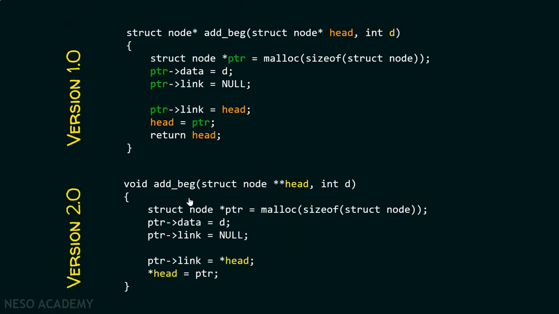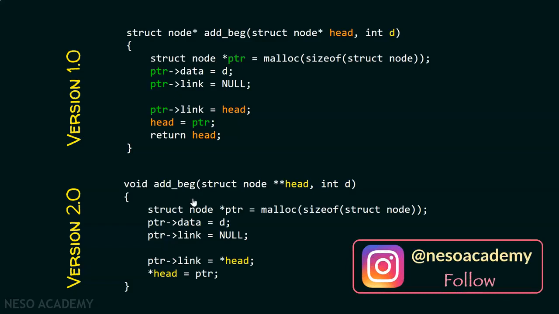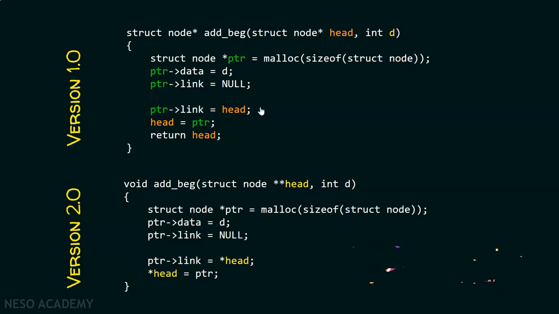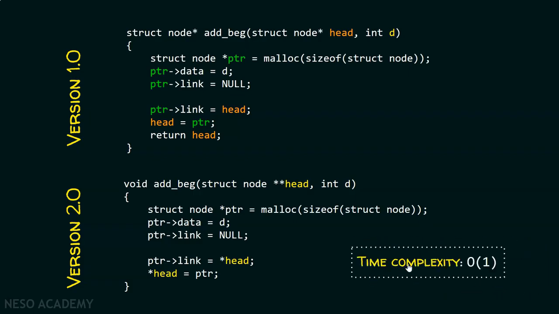These are the two functions which are available in front of us. We have already seen these two functions. They are nothing but the two different versions of the same function, that is the add_beg function. These two functions help us add the data at the beginning of a single linked list. We can clearly see the time complexity of these two functions will remain the same, that is big O of 1, because here we have these lines of code and we have no loops or repetitions. That is why the time complexity will be big O of 1.